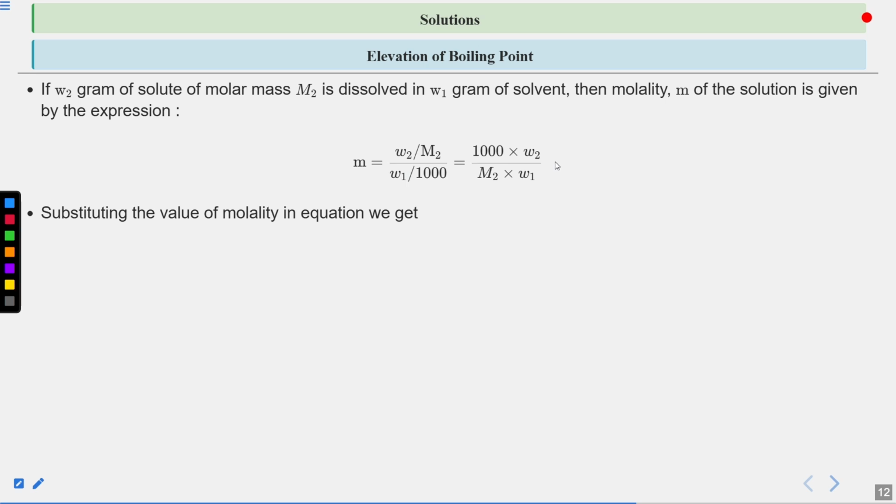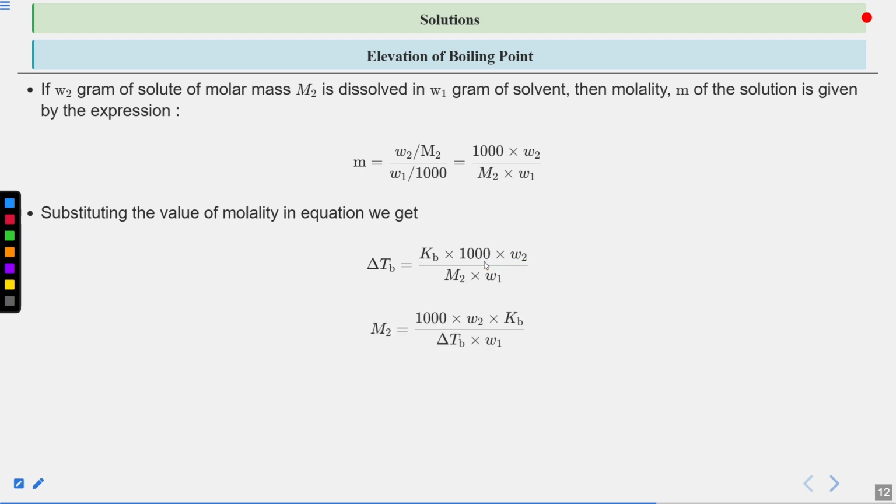Now substituting it back into our previous equation, which was delta TB equal to Kb m, we will get delta TB equals Kb into 1000 into W2, which is the weight of the solute, divided by the molecular mass of the solute multiplied by the weight of the solvent. Remember, this weight of the solvent is converted into kg by dividing by 1000. So if it is already in kg, you don't have to take this 1000 factor in your final calculating equation.